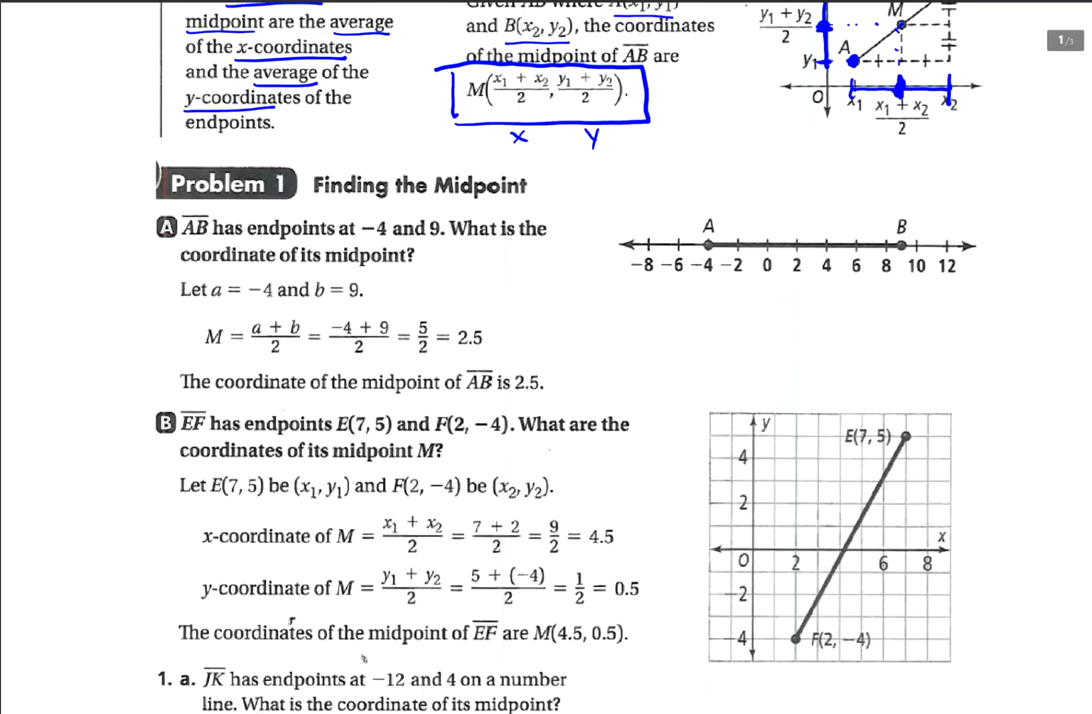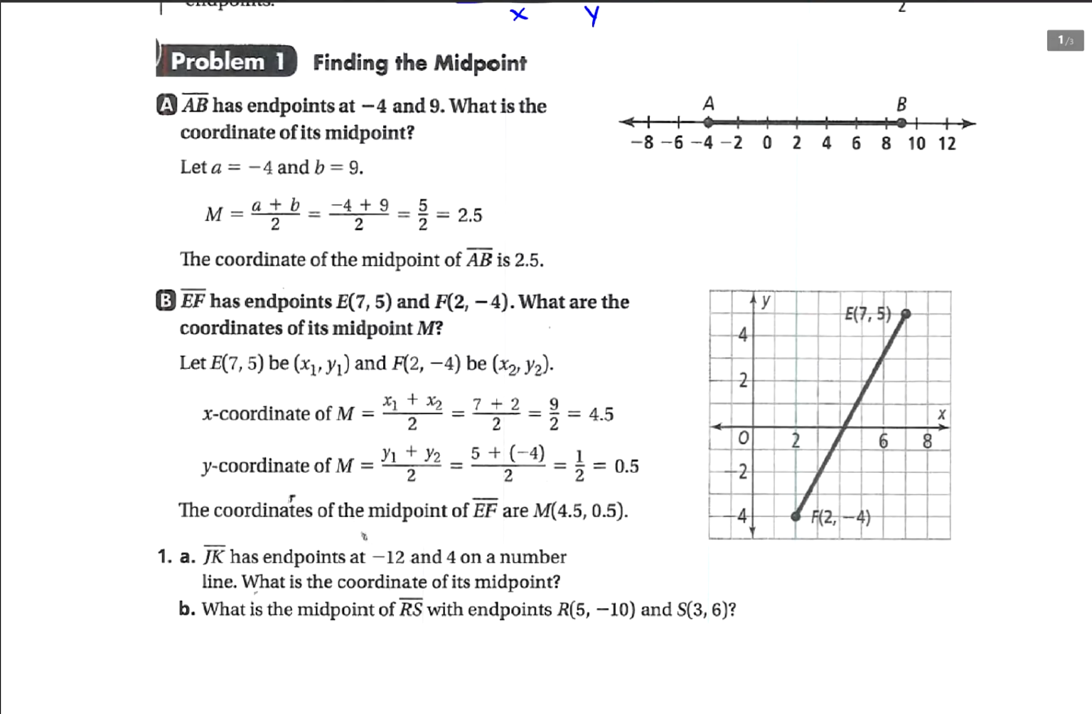Let's look at an example. Segment AB, remember that's read as segment AB, it's got the bar on the top, has endpoints at -4 and 9. So we look here, A is at -4, B is at 9. We simply write our formula, -4 plus 9, A plus B, divided by 2 is 2.5. The midpoint, M, is here at 2.5. So we can do that on any horizontal or vertical line.